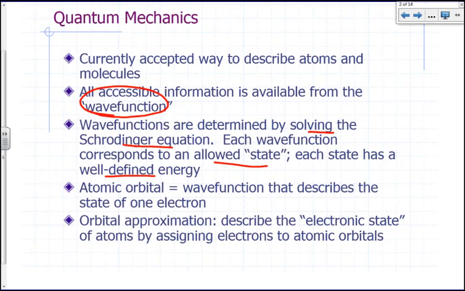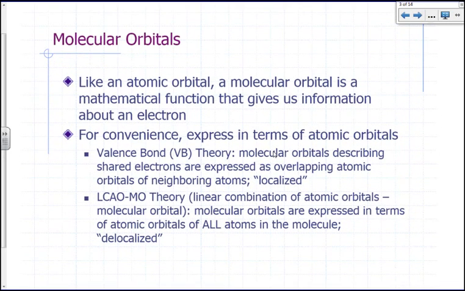Now, an atomic orbital, when we were talking about atoms, we said that an atomic orbital is just a wave function that describes the state of one electron. And when we talked about atoms with more than one electron, we used what's called the orbital approximation, where we describe the electronic state of the atom, the electronic structure of the atom, by assigning electrons to atomic orbitals. We do the same thing for molecules, and in this case, we define a molecular orbital. Okay, a molecular orbital, just like an atomic orbital, is a mathematical function that gives us information about an electron.